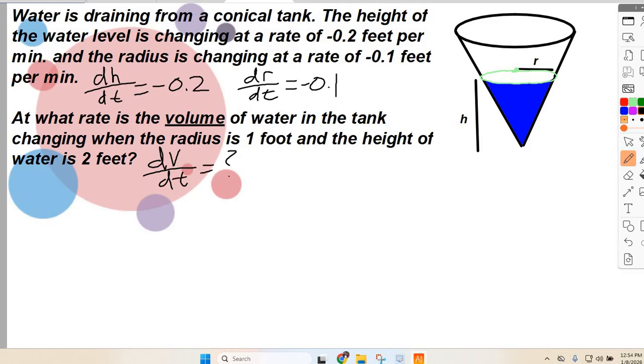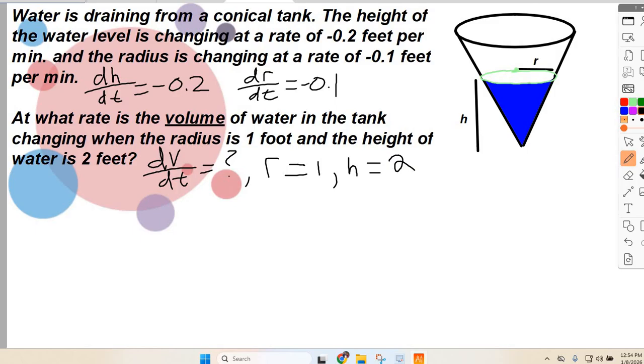And then they just give us that we want the rate of the volume, specifically when r is 1 and h is 2. Now, am I going to plug in 1 and 2 from the beginning? No, because those two things are changing. If I just plugged into my volume formula with a 1 and a 2, that would be a geometry question. I'm just finding volume. I'm not finding the rate of change of the volume.